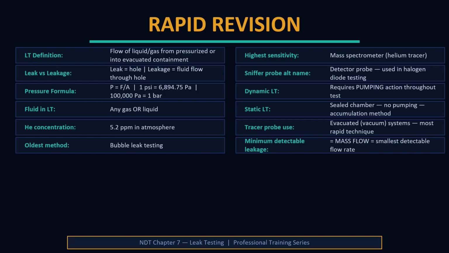Final motivation. Before we conclude, remember something important. Leak testing is not just another NDT method. It is a method that protects people, protects equipment, protects the environment, and protects entire industrial operations. A tiny leak today can become a catastrophic failure tomorrow.